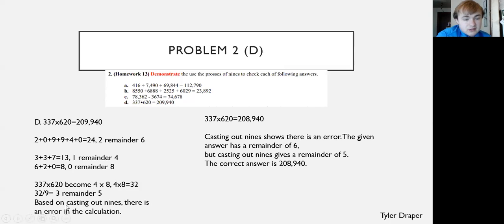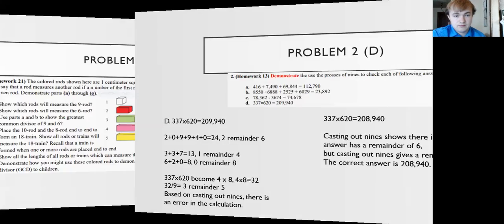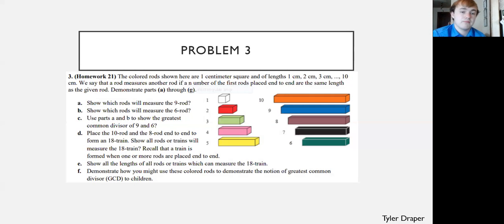We see that based on casting out 9s, there's an error in the calculation. 337 times 620, you get 208,940. So casting out 9s shows there's an error. The given answer has a remainder of 6, but casting out 9s gives a remainder of 5. The correct answer is 208,940. Okay, we're through that. Now problem 3.